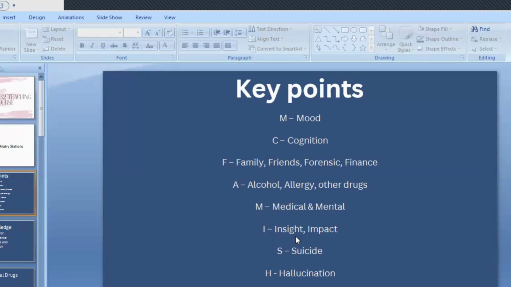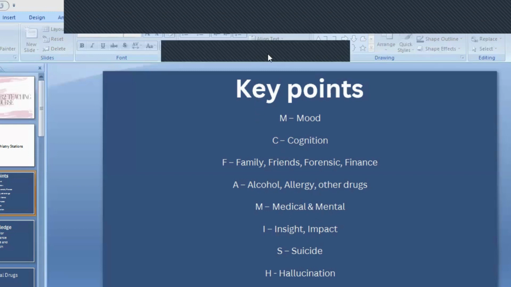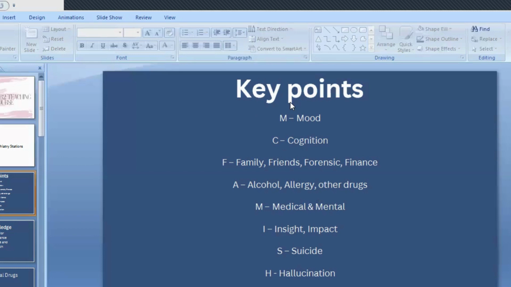Then I stands for insight and impact. Again, very key factors. Insight really plays a key role when it comes to the scenario of psychosis. The patient will not have insight. Even the very definition of psychosis is that the patient is detached from reality and is living in his own reality. So of course he is not going to have insight, and he's not even going to entertain the possibility that what he is seeing, what he is hearing, or what he is thinking might be the result of some illness.